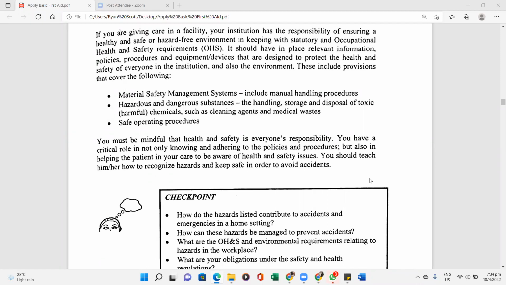All right, those are the three things that your occupational health and safety policy should include. Management of material, right? How do you handle hazardous and dangerous substances? And do you have safe operating procedures?